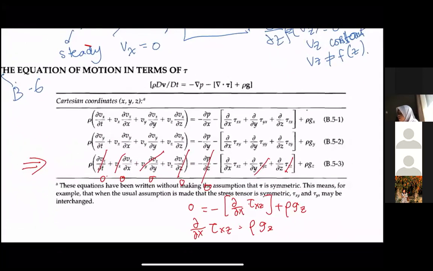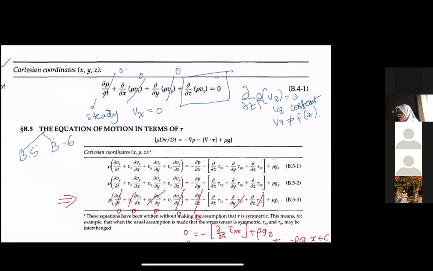Okay, and then after that what you need to do is just the integration, for example using tau xz equal to rho g z x plus c1. You have to check what gz is. So gz is g cos theta and so on, and then you can continue. Okay, so that is one.